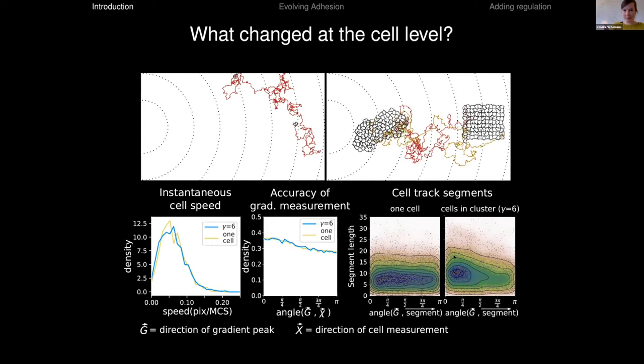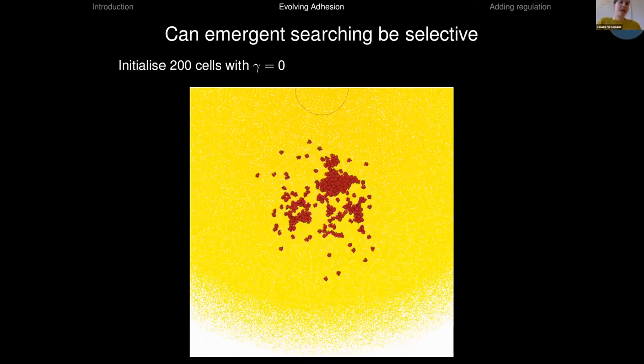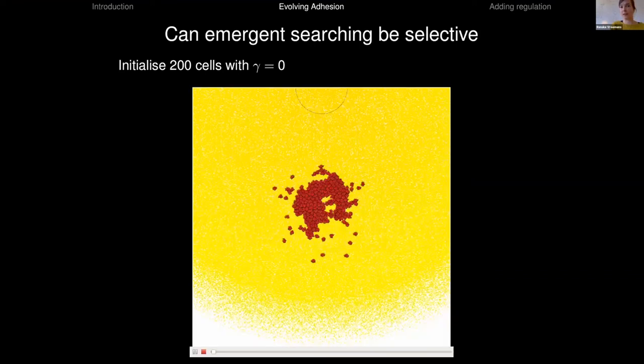So all that happens in the cluster is that through pushing and pulling on each other, cells keep each other moving in the right direction just ever so slightly longer. And this is enough to then lead to this effective chemotaxis. So then we thought, well, could this sort of emergent function be enough to then drive the evolution of multicellularity?